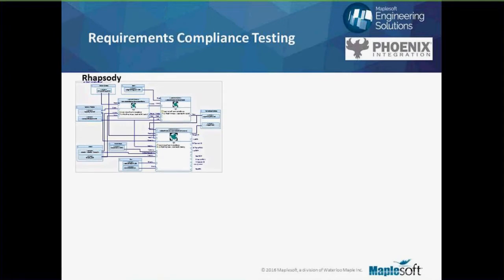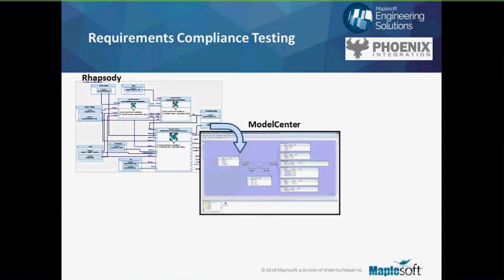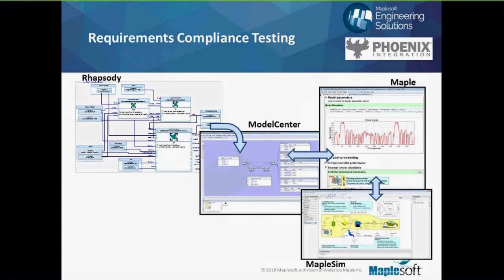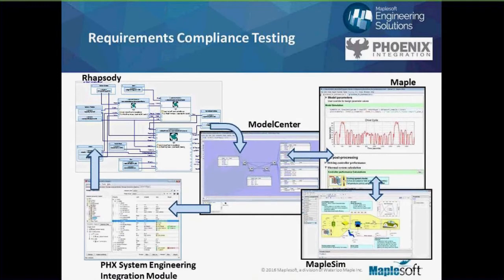So to do this, we've used Rhapsody as the tool for putting the requirements together as a requirements model based on SysML. That information can then be integrated into the ModelCenter environment, and then we can use Maple as an interface between ModelCenter and MapleSim in order to extract the model parameters, feed those into the MapleSim model, run a simulation, and then extract the salient information out of that simulation in order to feed it back into the ModelCenter environment in order to perform the compliance testing through Phoenix's systems engineering and integration module.